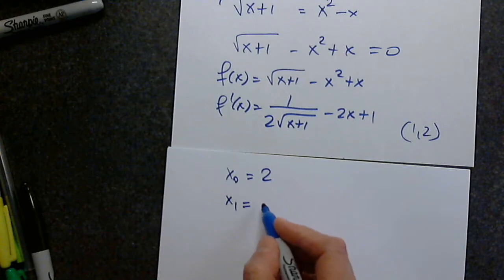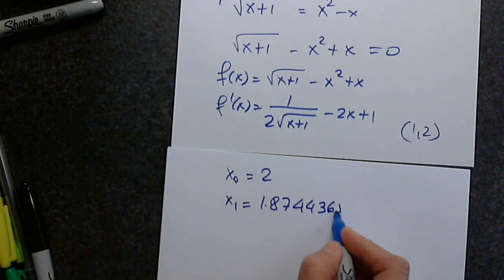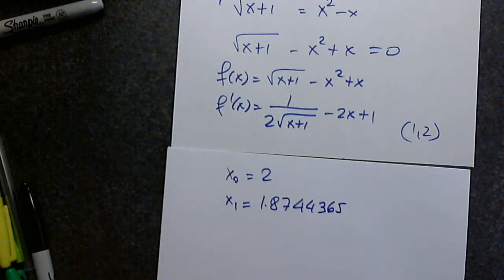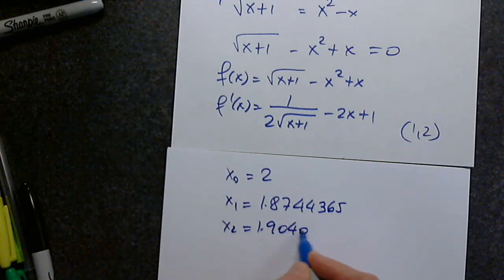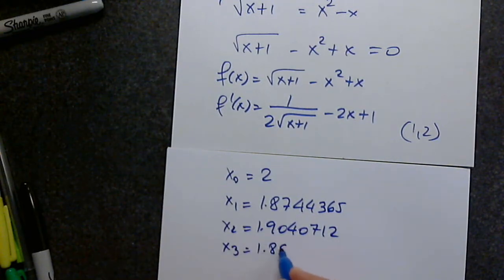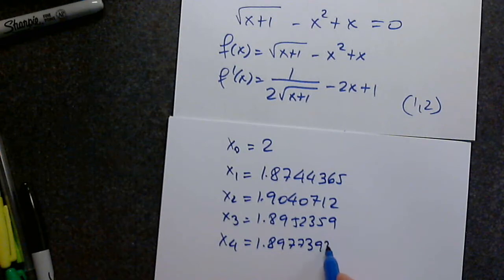So x1, 1.8744365. Make sure you copy 7. Then x2, 1.9040712. And then x3, 1.8952359. x4, 1.89773939. I only need 3.